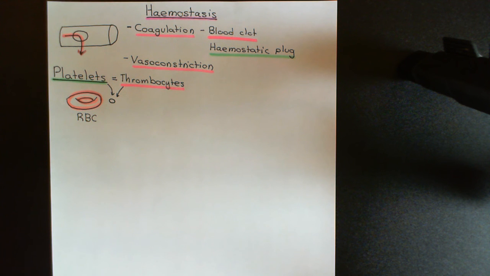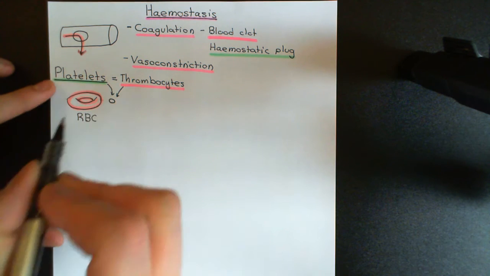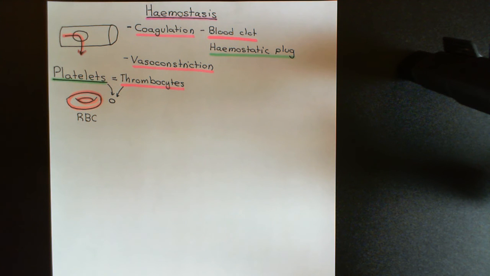It's got a cell membrane. Okay, so this line that I've drawn here, this is the cell membrane. It's got some cytoplasm inside there, but of course it has no nucleus. Okay, and in fact, really the way you should think of it is as a little fragment of a cell, and indeed it actually is a little fragment of a cell.